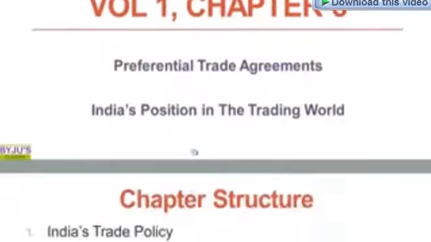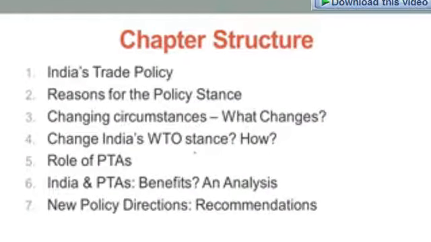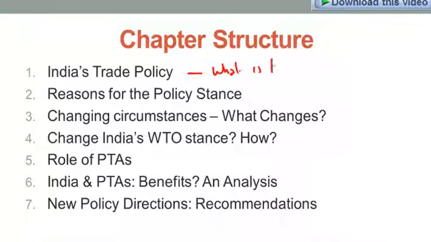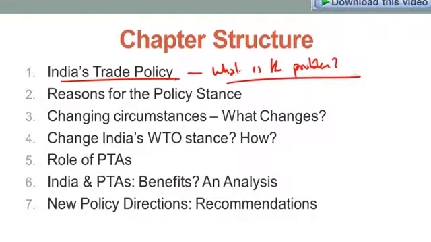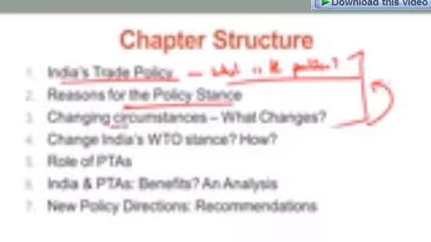discussing. So first, as always, the chapter structure. Now if you remember, how does the economic survey address any chapter? First, what is the problem, or define the problem. So here, the economic survey first looks at India's trade policy. So first it's defining India's trade policy and then looking at the reasons for the trade policy, and then it's saying that has actually become a problem now. So something that we were continuing with is now a problem. Why? Because circumstances have changed. So what changes we will be seeing.